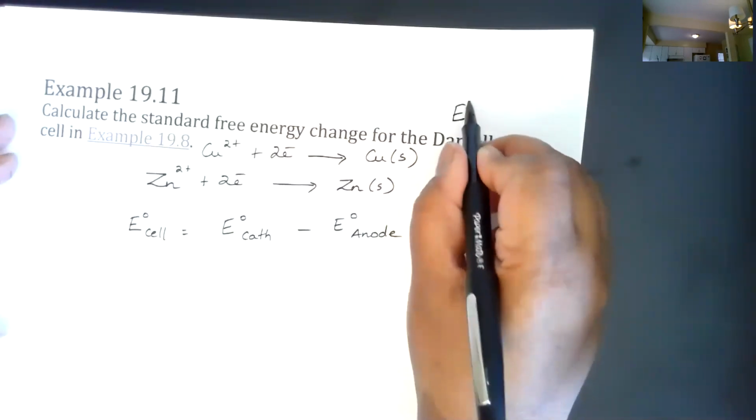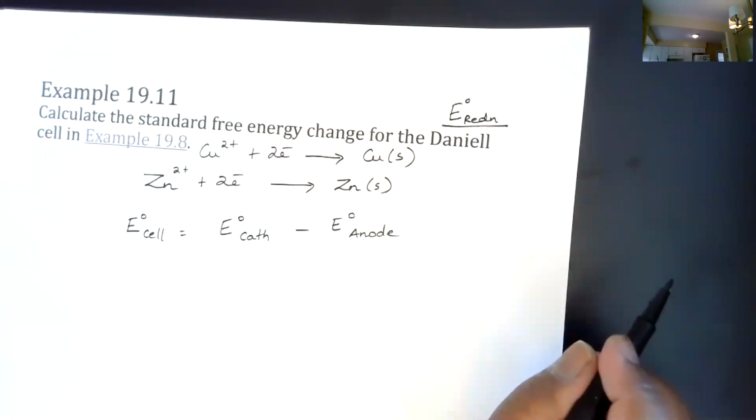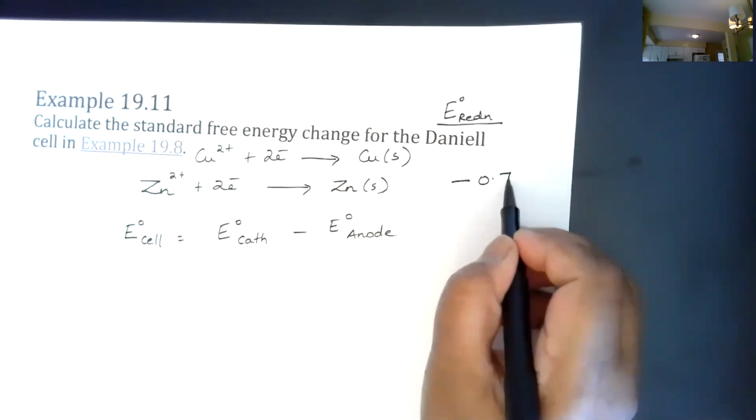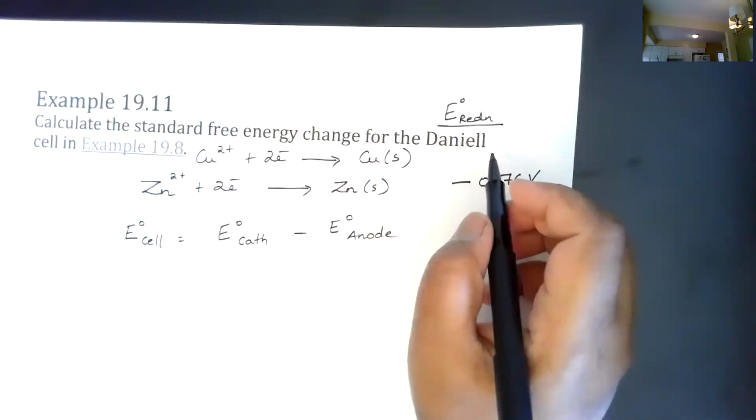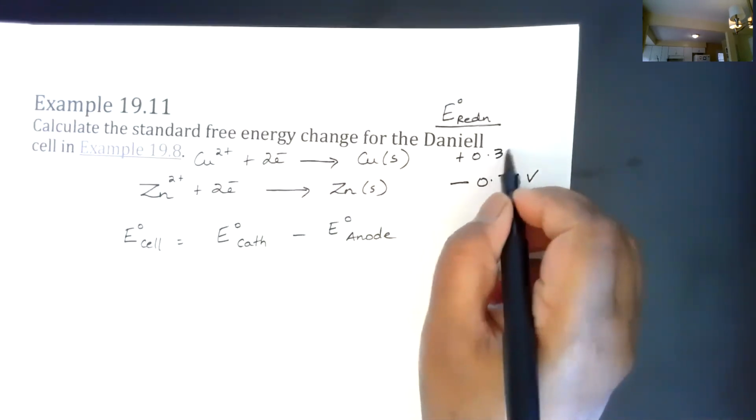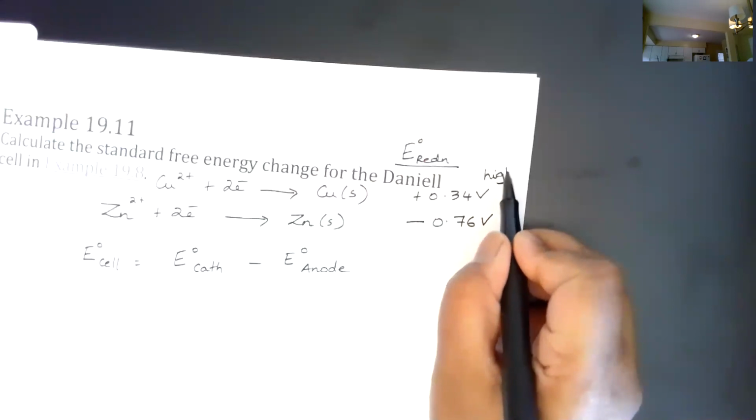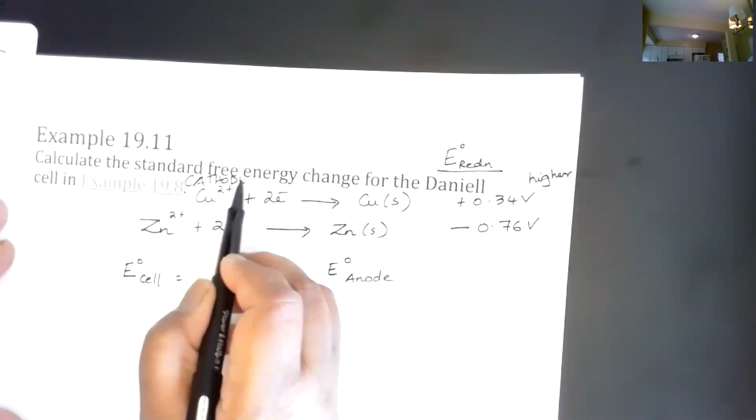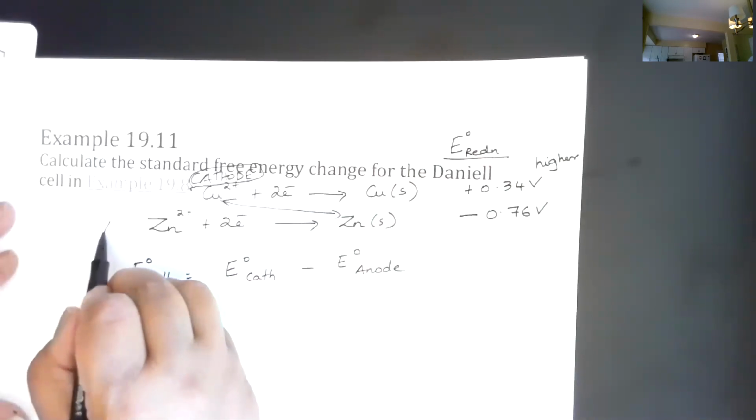Okay, E0 reduction. Let me show it quickly. This is minus 0.76 volt. And this, copper is positive, plus 0.34. Okay. And this is higher. So this is your cathode. Anode.